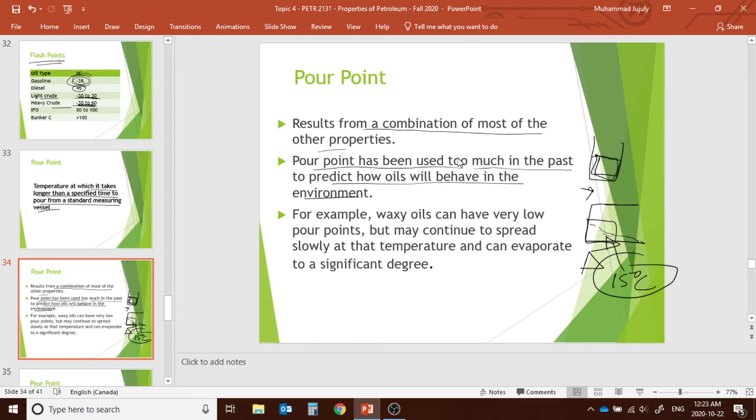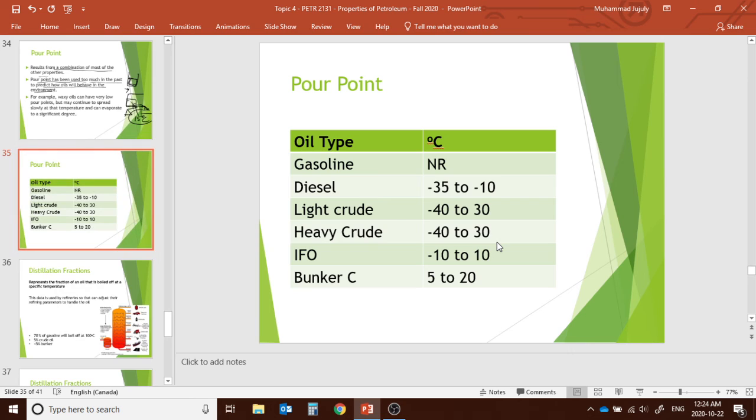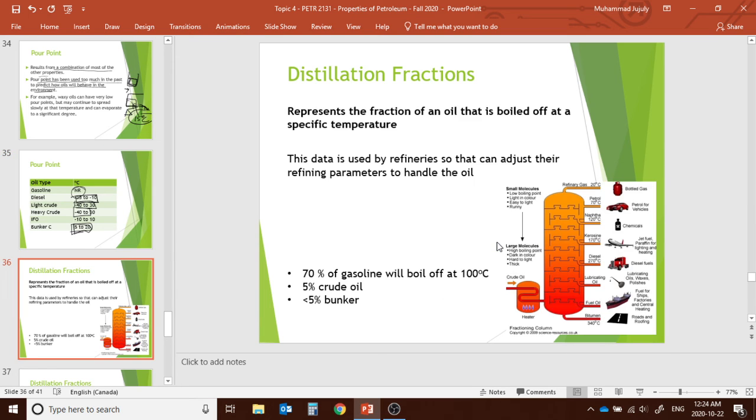Why is this important? Because at the pour point, we can predict how it will behave in the environment. So for instance, if the butter spilled, at which temperature will it become liquid? These are the pour points of different oils. For instance, light crude is minus 40 to 30, heavy crude is the same. Gasoline doesn't have any pour point because it's vaporized, but for the diesels, as you can see, this is the pour point. But bunker fuel is mostly a solid type, so the pour point will range from 5 to 20 degrees Celsius.